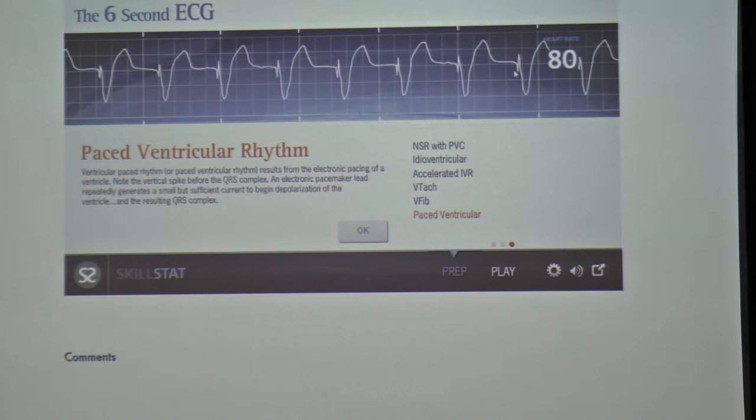Like if you just looked at that with a heart rate of 80, I'd call that an accelerated ventricular rhythm if I missed that pacer spike. That would technically be a wide rhythm at a rate of over 20 to 40, so I'd call that an accelerated ventricular rhythm if you missed that little pacer spike. And it's hard to see it.